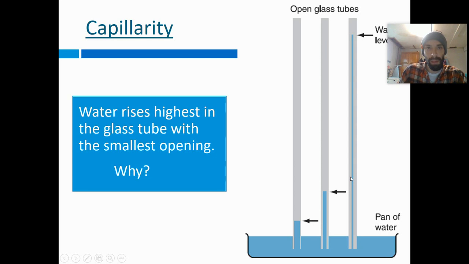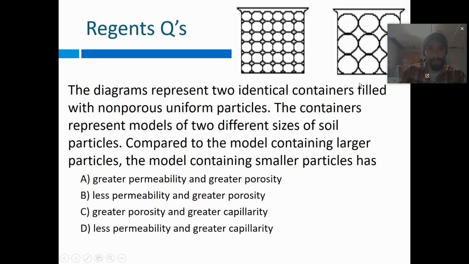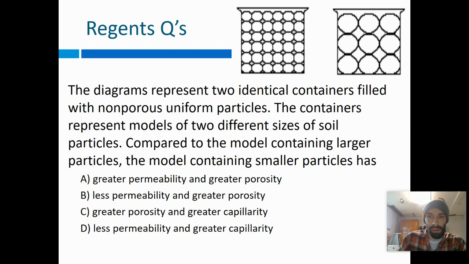Okay? All right, last question here. The diagrams represent two identical containers filled with non-porous uniform particles. So they're the same container, same type of particles. The containers represent models of two different sizes of soil. The only difference between these is the size of the sediment. Compared to the model containing larger particles, this guy, the model containing smaller particles has what? Now remember, big thing to remember here. If they're just different sizes, same shape, just different sizes, then the porosity is the same.